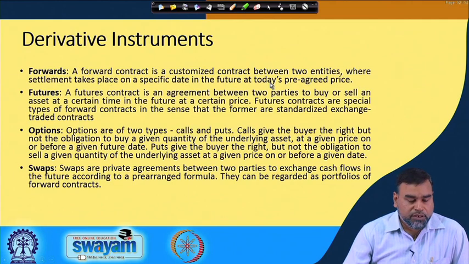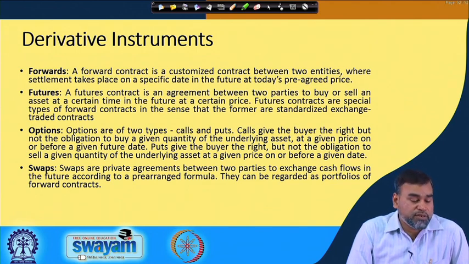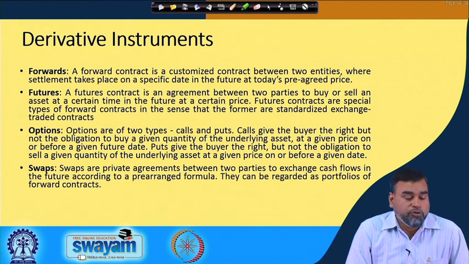Then we will see that there are different types of derivative instruments. One is your forwards, then futures, then options, then swaps. Then how do we define the forward?